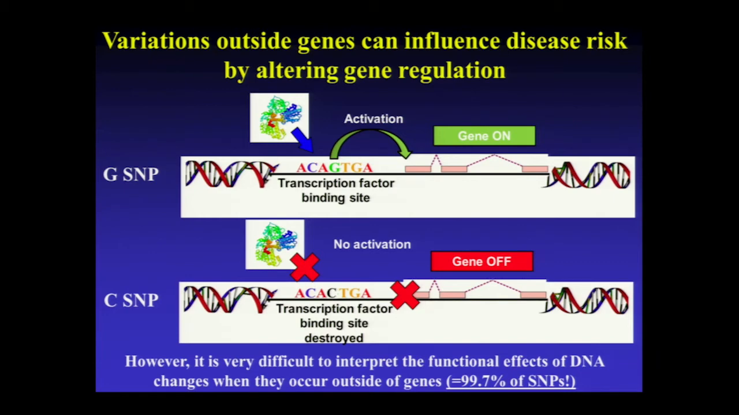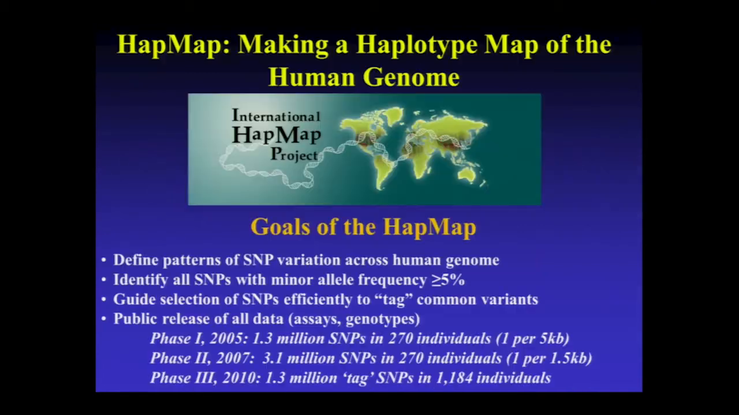And that's just one possible example of how non-coding variants can be functional. So I already mentioned the HapMap project. This was the first large project that sought to profile genetic variation. Their defined aims were to identify all SNPs in the human genome with at least 5% minor allele frequency, that is, 5% of the haplotypes segregating in the population carry that variant, with the idea that they could then identify tag SNPs that could be used in GWAS.